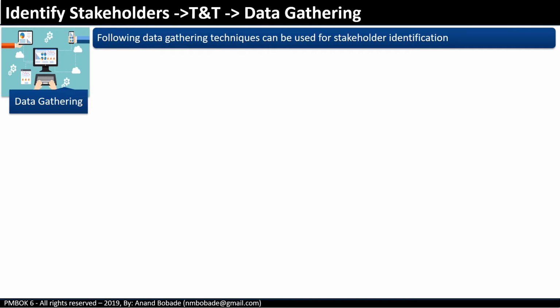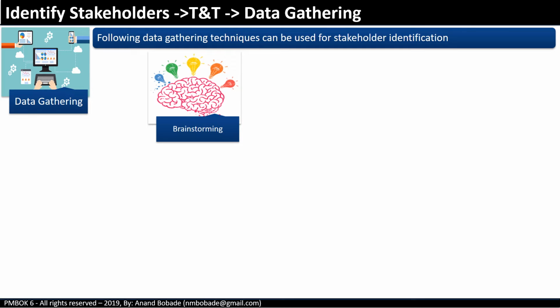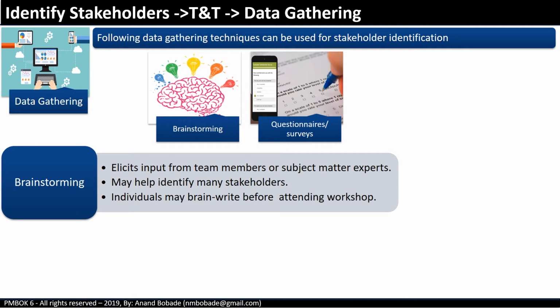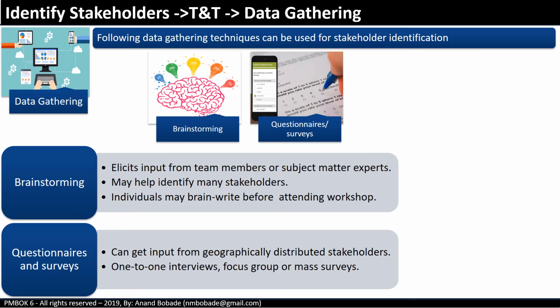Data gathering techniques like brainstorming and questionnaire surveys can be useful for stakeholder identification. Brainstorming may help elicit input from team members or subject matter experts and identify many stakeholders. Individuals may brainwrite before attending workshops. Questionnaires and surveys may help get input from geographically distributed stakeholders. It can be one-to-one interviews, focus groups, or mass surveys.